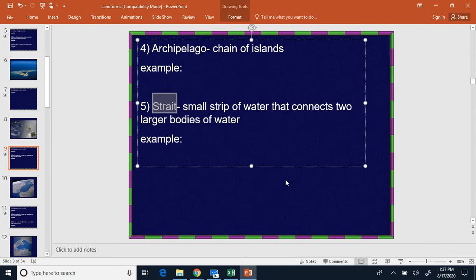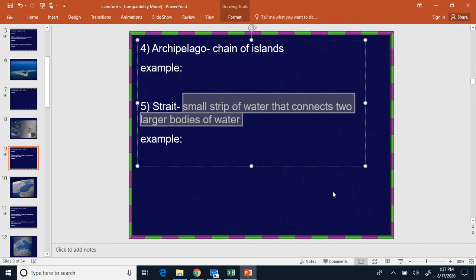Next bullet, strait. So make a new bullet and write down the word strait. And then once you have bullet strait, make a one, a small strip of water that connects two larger bodies of water. So a strait is a little body of water that connects two bigger bodies of water together. We call that a strait. Gibraltar Strait is probably the most famous one, that connects the Mediterranean Sea to the Atlantic Ocean.